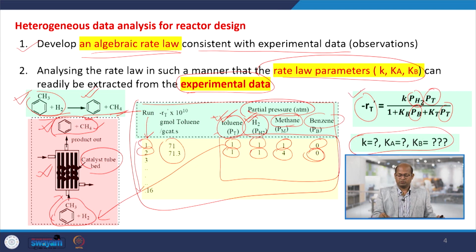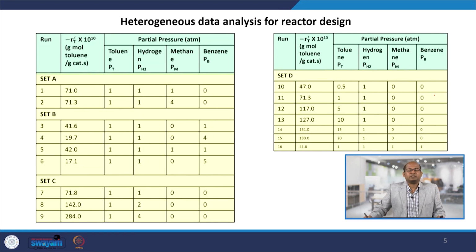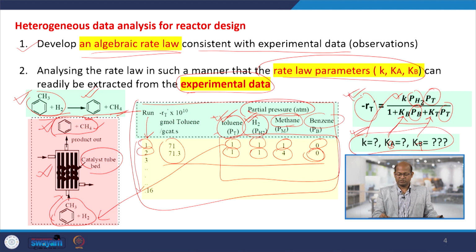This is a non-linear equation, so considering all those data, we have to fit it with the experimental data, and then one by one put in Kb and Kt. So Kb and Kt we can put, and the equation that results is the rate equation for this particular reaction.